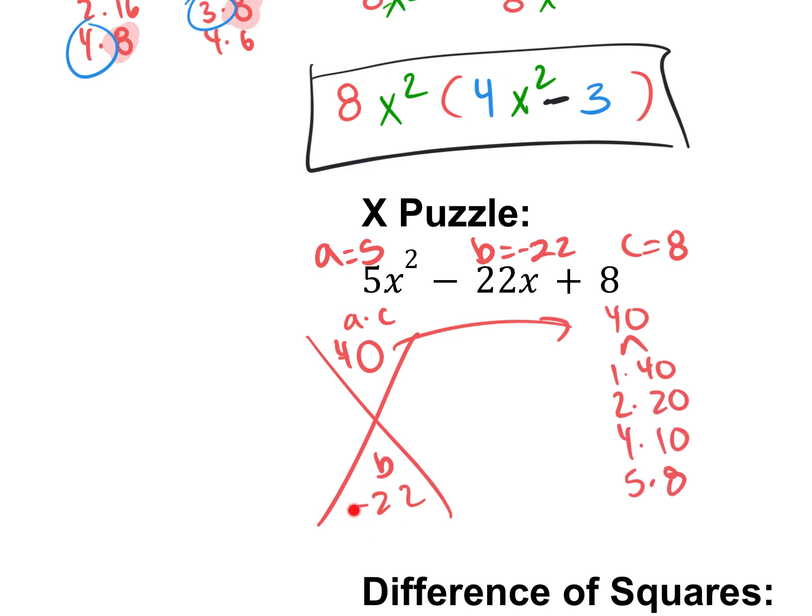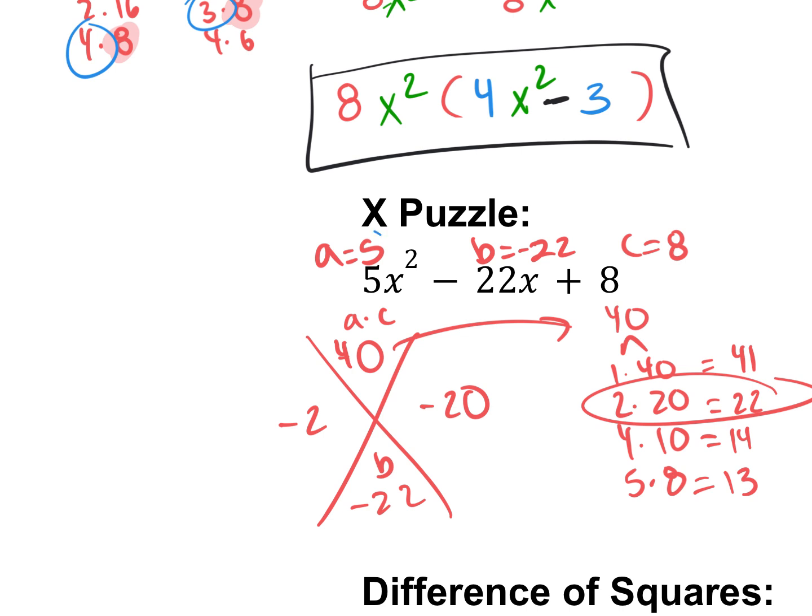But because the bottom number is negative, these have to be negative, and you're trying to see which ones add up to 22. This is 41, this is 22, this is 14, and this is 13. So this is the one that works. We just have to make them both negative. So they add up to a negative 22.